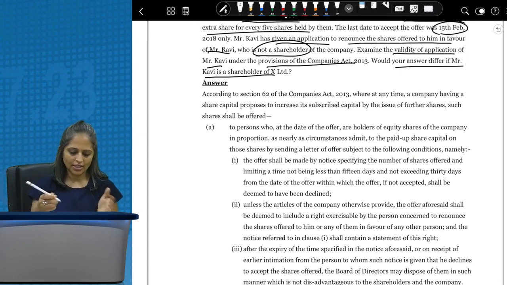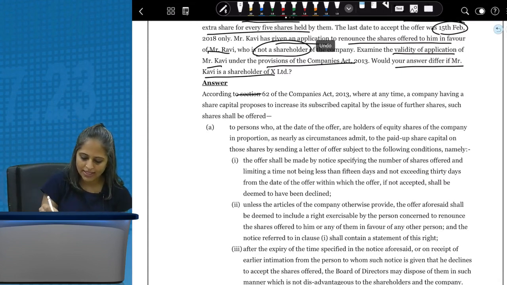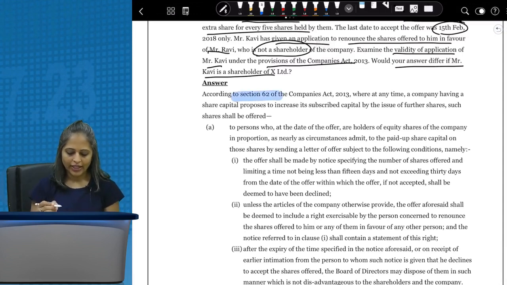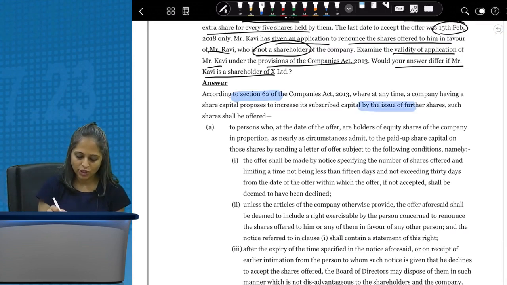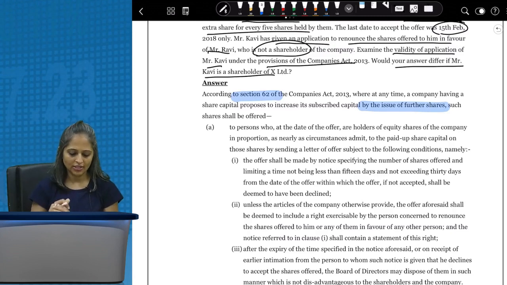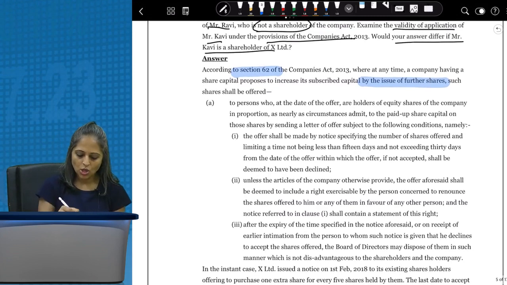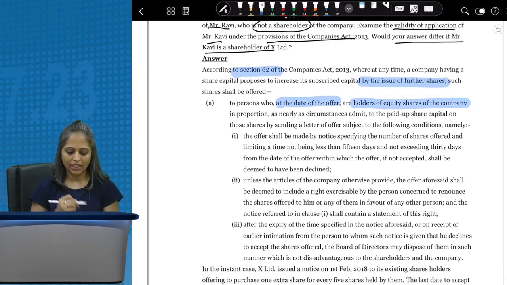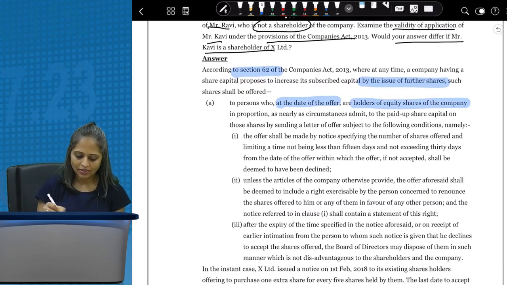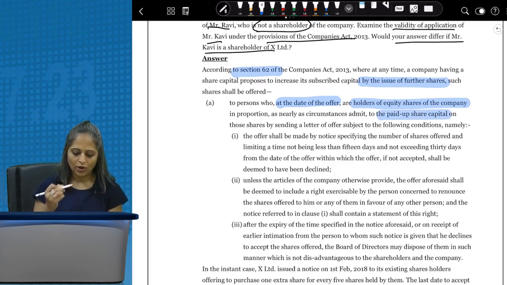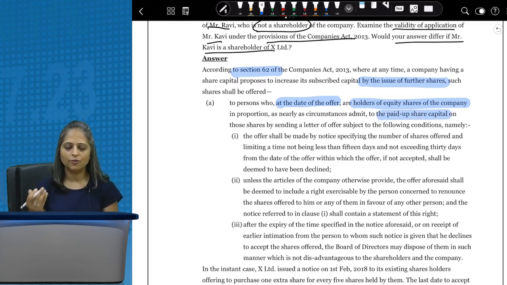Section 62 of the Companies Act says that any time a company having a share capital proposes to increase its subscribed capital by issue of further shares, such shares shall be offered to the persons who, at the date of offer, are holders of equity shares of the company, in proportion as nearly as circumstances admit to the paid up share capital of the company on those shares, by sending a letter of offer subject to the following conditions.